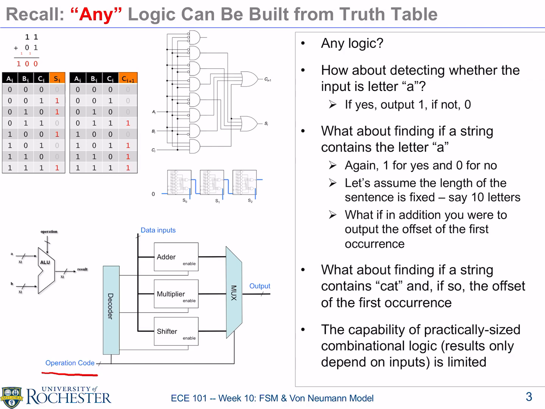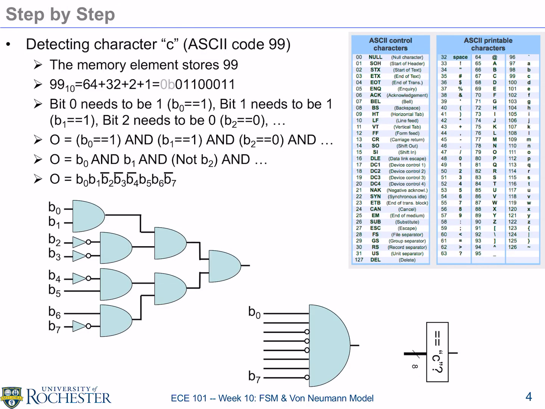But the problem is, here's the example. Let's say we want to find a cat. And let's say we assume the input are encoded in ASCII code, which means C is really value 99. And if you do the binary coding, that's really what this is. And you can verify yourself that this is the circuit that detects the 8-bit pattern corresponding to decimal value 99.